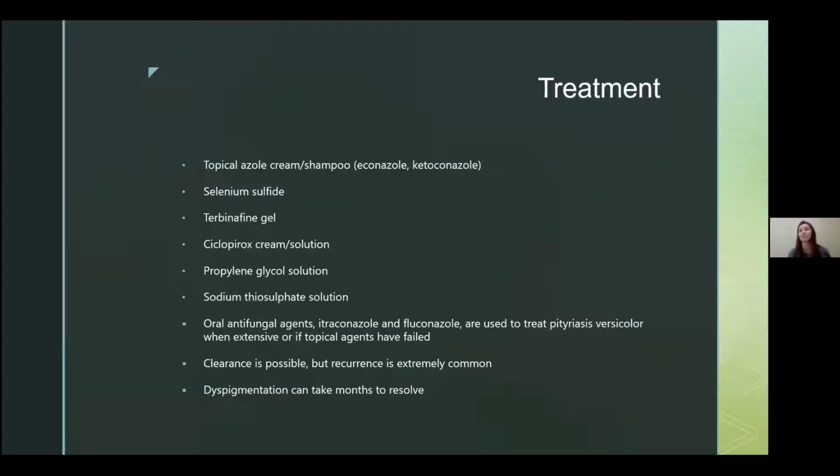Sometimes patients, when they see dark spots or lighter spots on their skin, that can be very concerning, and they can become really stressed just thinking or focusing about that discoloration. So it's important to let them know that that will improve and it will get better. It's temporary, but it can take months to resolve.